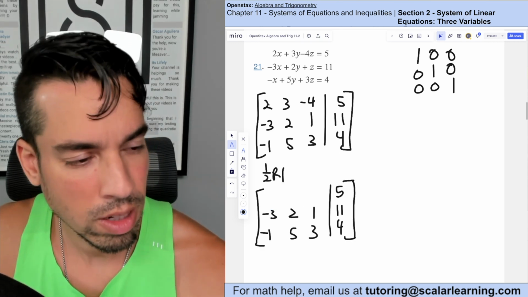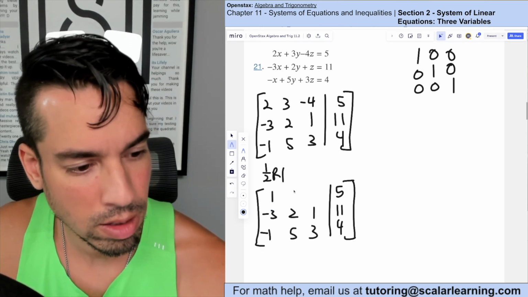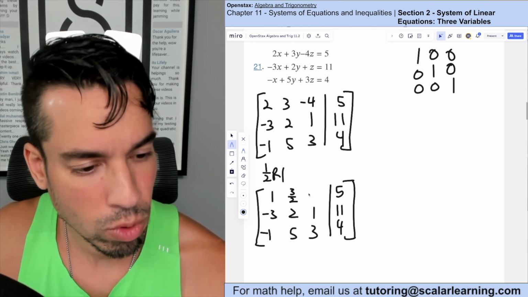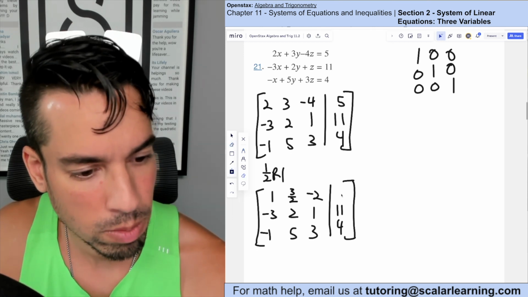So leaving everything else the same, multiply this by 1/2. That's 1. That is 3/2. 1/2 of -4 is -2. And of course, 5 becomes 5 over 2.